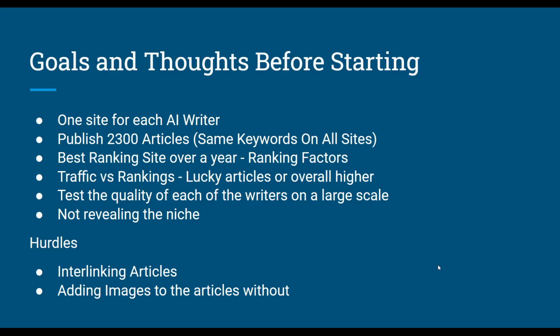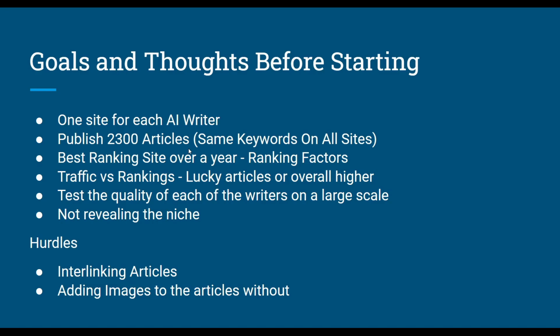And let's go over the goals and thoughts before starting this project. I'm gonna do one site for each of the AI writers, so one for SimWriter, one for SEO writing, and so on. I'm going to publish around 2,300 articles. I have the keywords for that. I might expand later, but that's what we have at the moment.